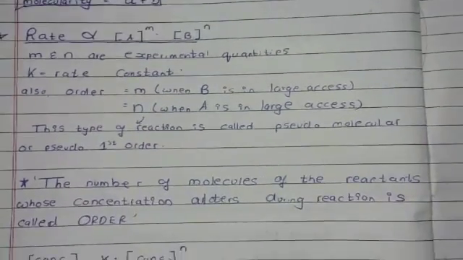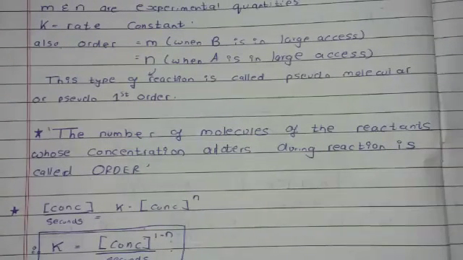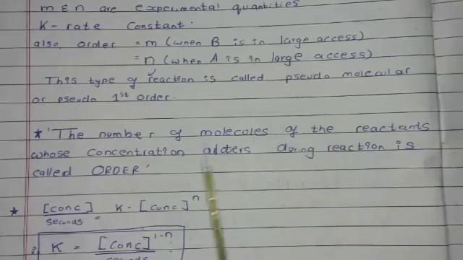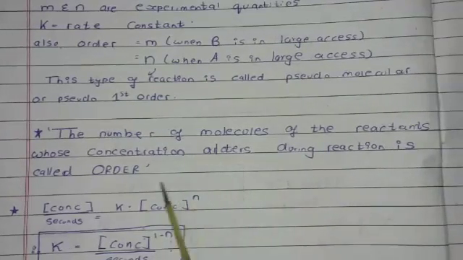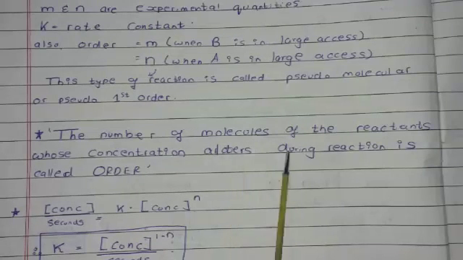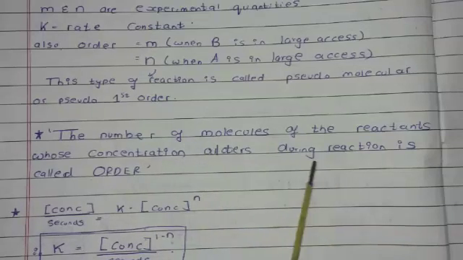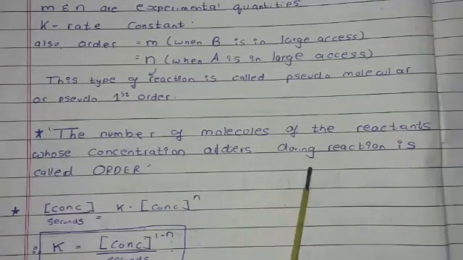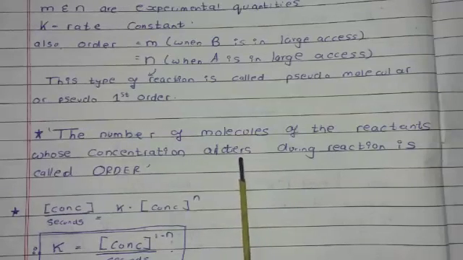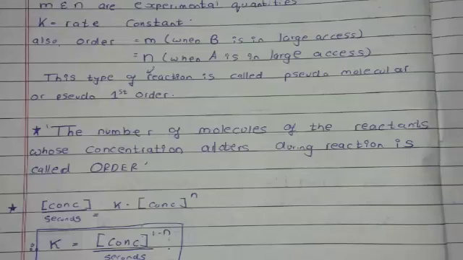This type of reaction is called a pseudo-molecular reaction. What about pseudo? Pseudo is nothing but, we can say, magic. Yeah, magic, pseudo forces and all that stuff. The number of molecules of the reactants whose concentration alters during reaction is called order. Okay, the number of molecules whose concentration alters is called order. Means order is nothing but the number of molecules of the reactants whose concentration alters during reaction. Okay, we can understand. It's then an experimental quantity.